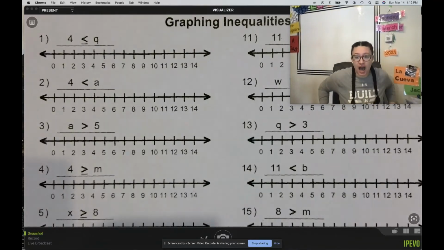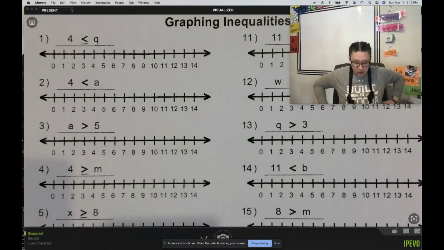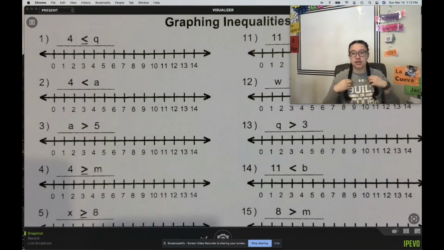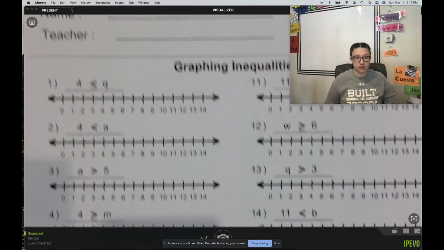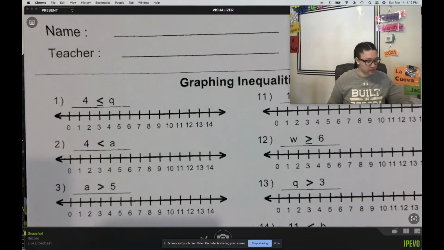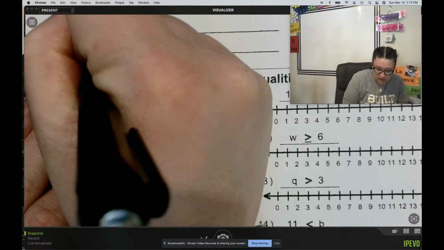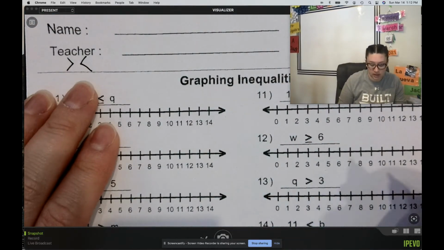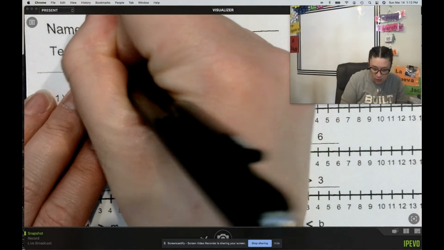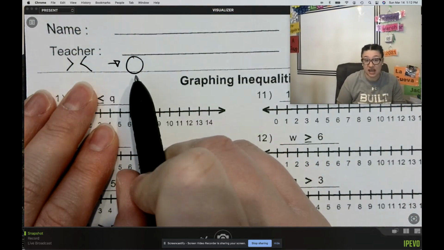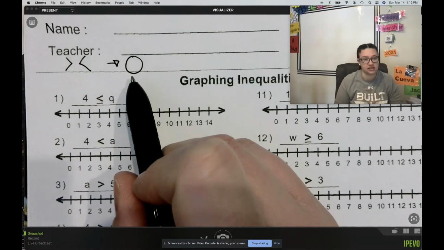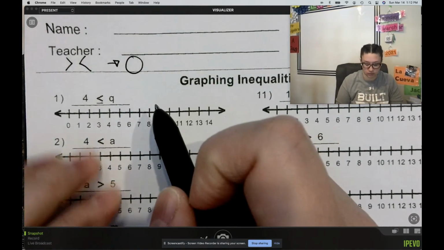Hello. I got some requests to go over graphing inequalities because it seems like everybody's pretty good with open and closed circles, but we sometimes struggle with which direction to shade. So, real quick review. If we have inequality signs like greater than and less than, they're going to have an open circle, because that number is just a starting point. It is not included in the answer.